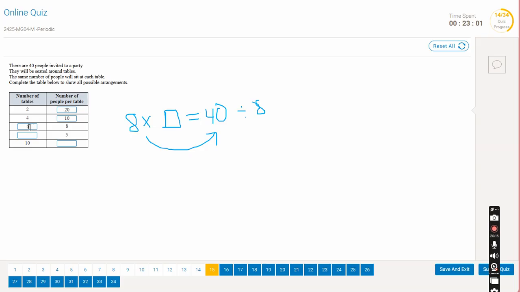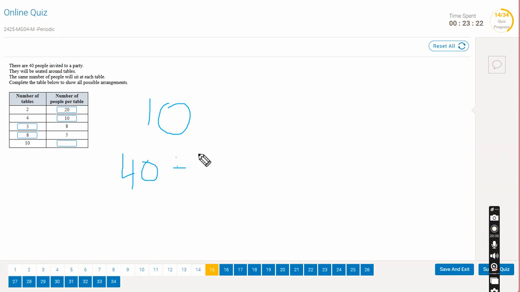The same thing you will do with the next one. You have 5 times box equals 40, right? So what are we going to do? 40 divided by 5. Going to get 8. The next one, 10. Now what is 10? 10 again, you're getting 10 tables, right? And you want to divide 40 people on that. So 40 divided by 10. In this table, people will be sitting comfortably because there will be only 4 people on each table.